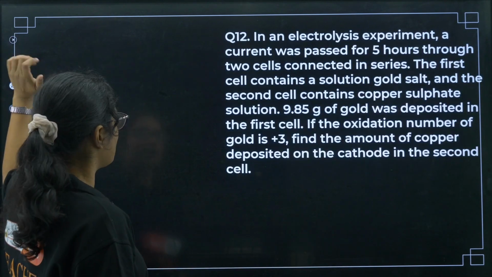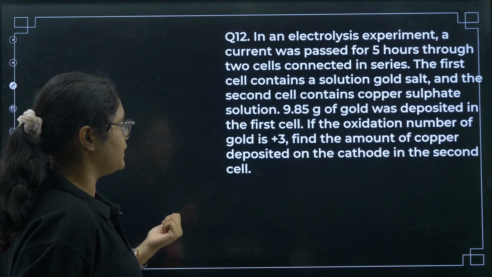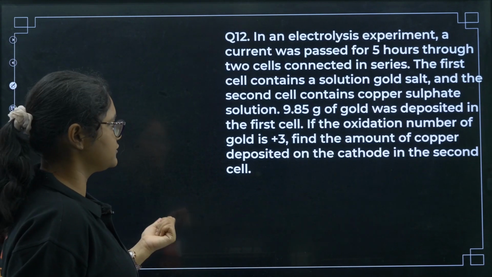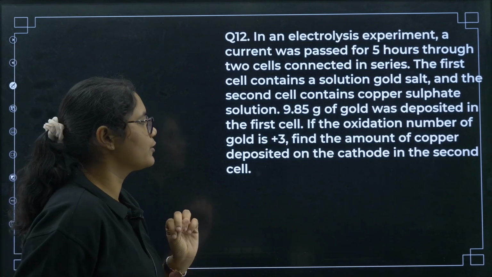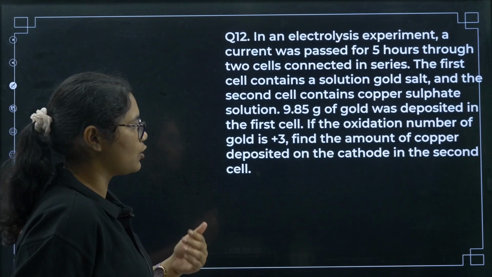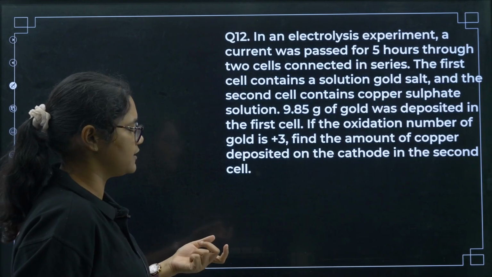Now coming to question number 12. In an electrolysis experiment, a current was passed for 5 hours through 2 cells connected in series. This is from Faraday's second law. The first cell contains a salt of gold and the second cell contains a salt of copper sulfate.